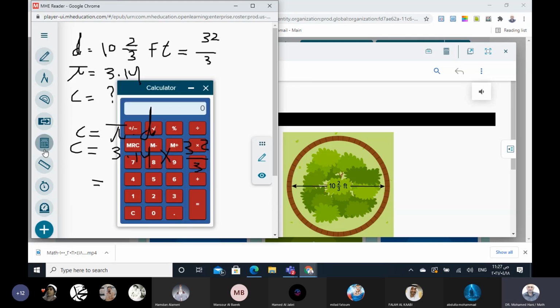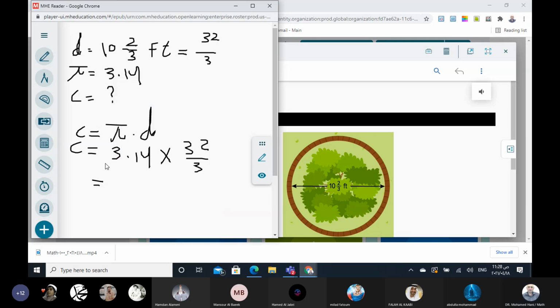We can use the calculator here. 3.14 times 32 equals 100.48, divided by 3. So the answer will be 33.404933. We can write 33.49 feet.